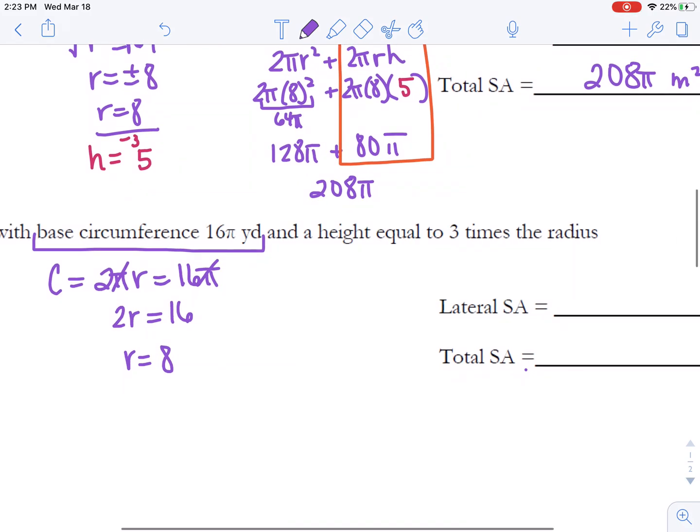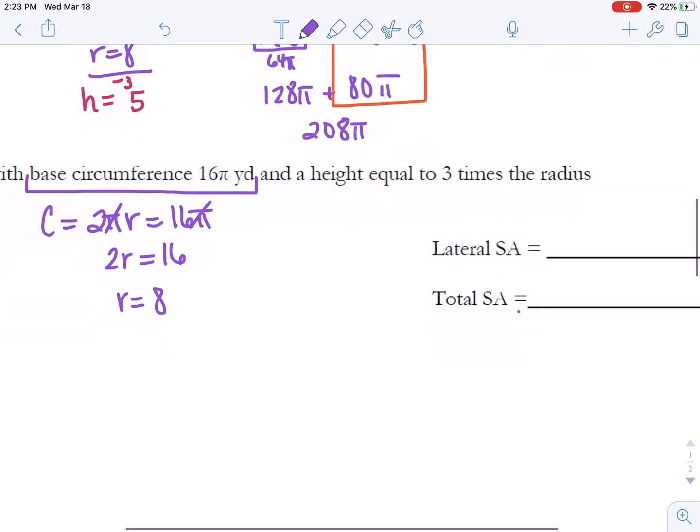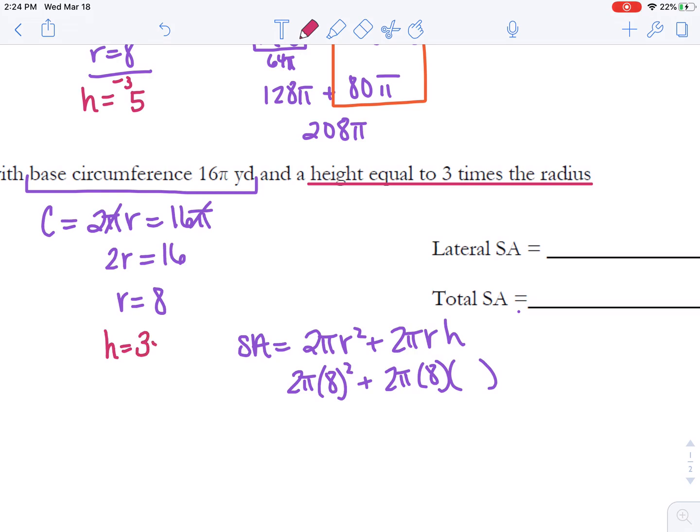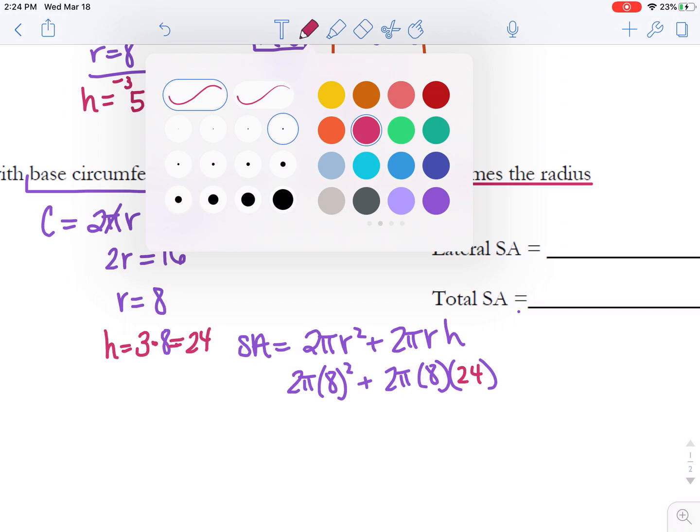So if the radius is 8, when we do the surface area formula, 2 pi r squared plus 2 pi r h, we can plug in 8 for the radius in both spots. And then the only value we need is the height, and they tell us the height is 3 times whatever the radius is. In this case, the radius is 8. So the height is 24. So that's what we're going to put in over here, and then we can compute.